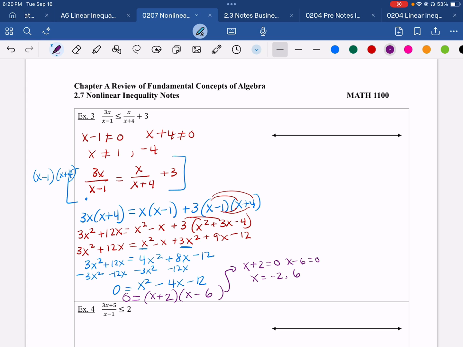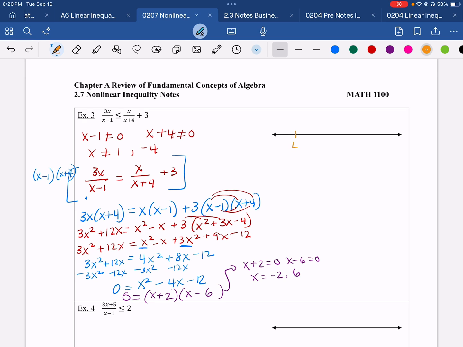So over here on our number line, we have negative 4 from our undefined, negative 2 from one of our answers, and then we have 1 from our undefined, and then we have 6 from one of our answers. And we have to test every point in between. Okay? So we want to plug in numbers in between all of those. So this is going to get sloppy.